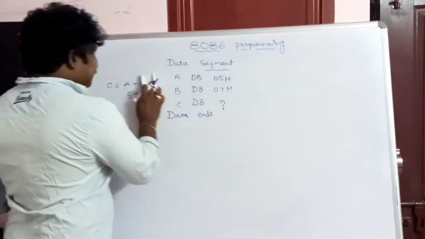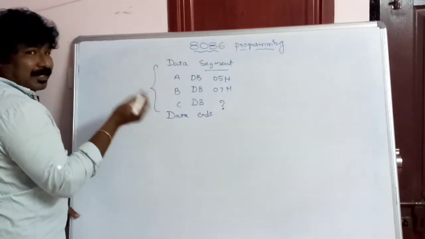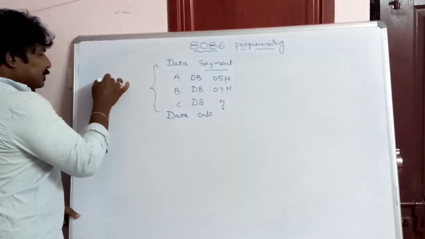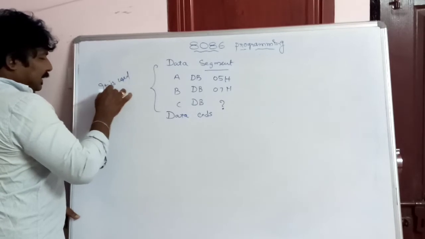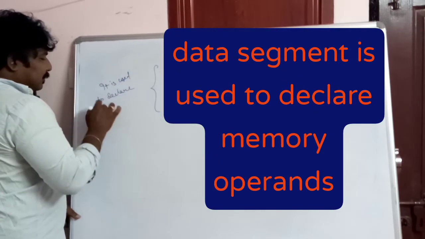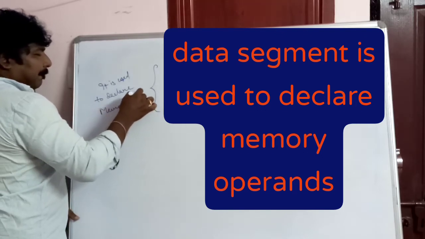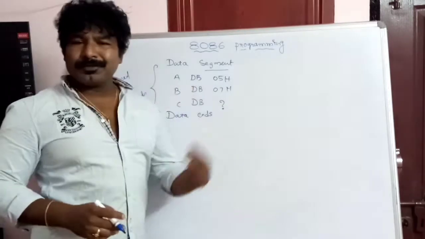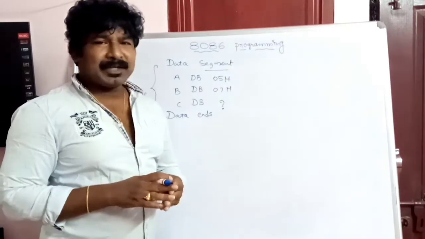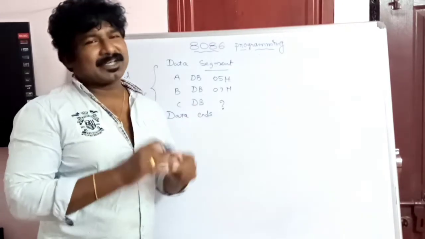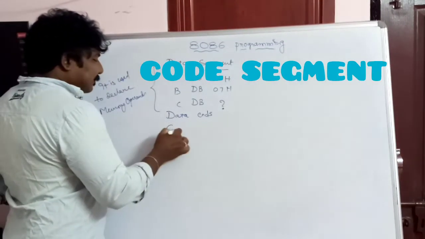What is the purpose of this data segment? The data segment is used to declare memory operands or variables. Okay friends, so this is how you declare a data segment. Then the logic of the program should be written in another segment, that is called the code segment. So the other segment we basically use in a program is the code segment.